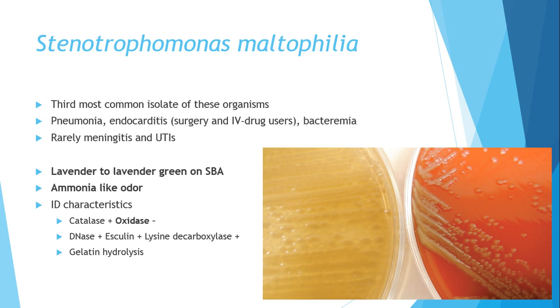The next guy is Stenotrophomonas maltophilia. I love saying that name. Causes pneumonia, endocarditis, bacteremia, urinary tract infections. This guy has a very unique colony morphology. It looks kind of lavender to lavender green on sheep blood agar. It's subtle. The picture doesn't show it well, but you can almost imagine a lavender color. It also has an ammonia-like odor. Smells like ammonia.